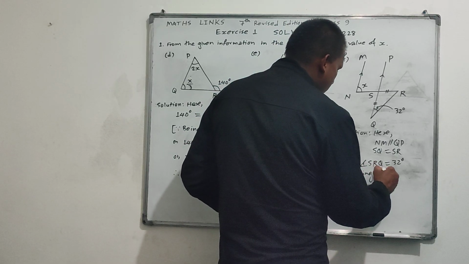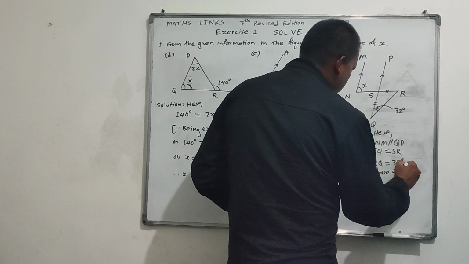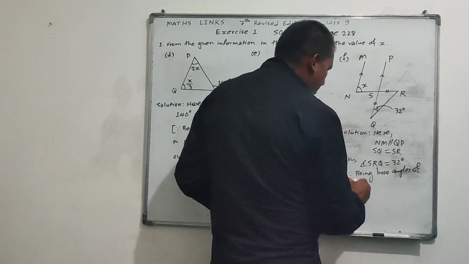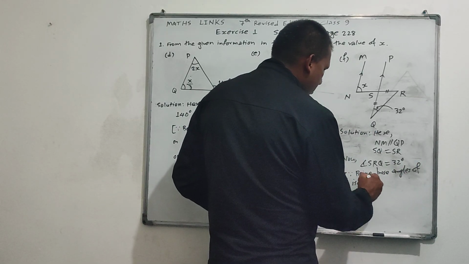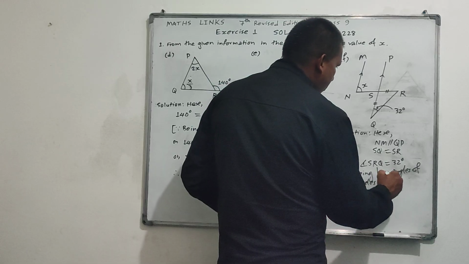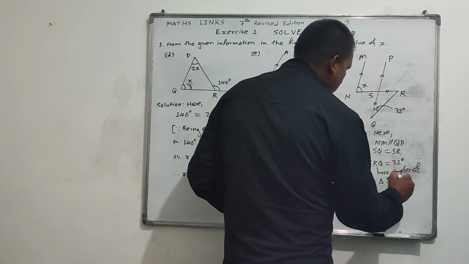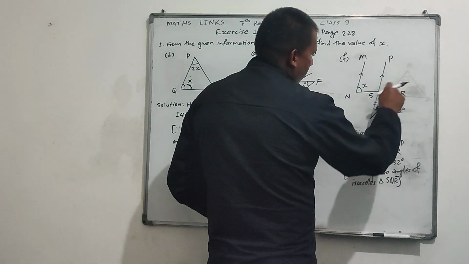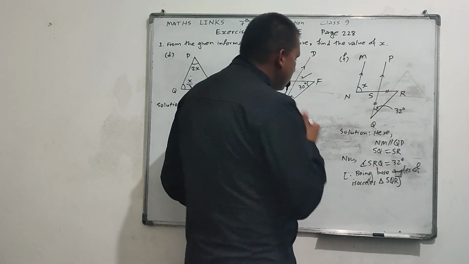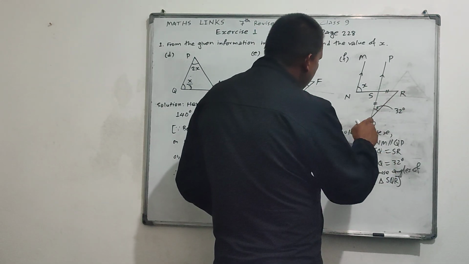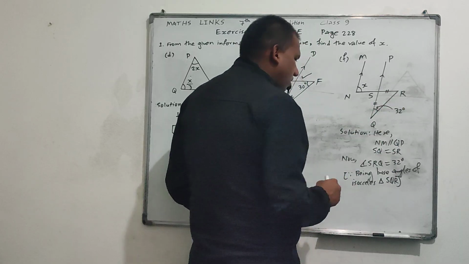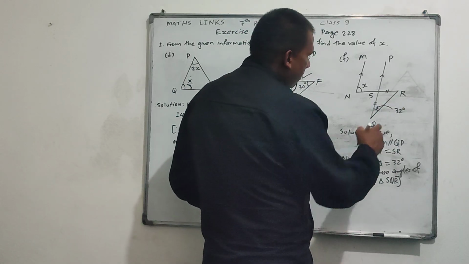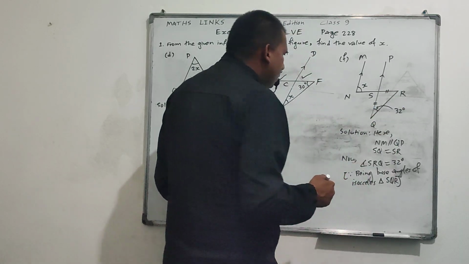being base angles of isosceles triangle SQR. Here SQR is an isosceles triangle. Two sides are equal, SQ equals SR. So its base angles, angle Q and angle R, are equal. So angle SRQ equals 32 degrees.